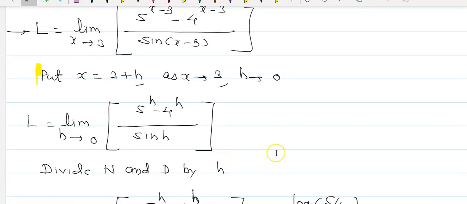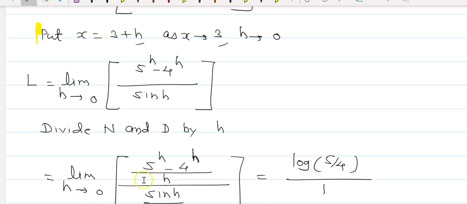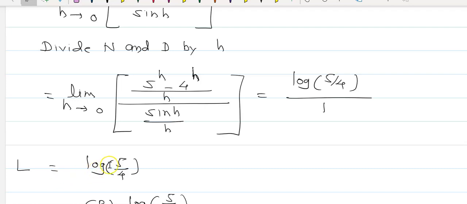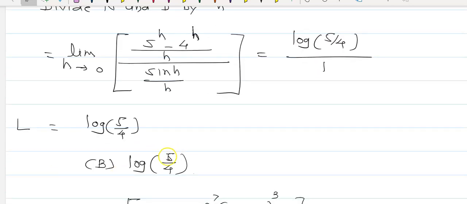Therefore, divide numerator and denominator by h. Limit h tends to 0, (5 raised to h minus 4 raised to h) upon h, that is nothing but the log of 5 by 4, and sin h upon h, that is equal to 1. Therefore, L is equal to log of 5 by 4. Therefore, B is log of 5 by 4.